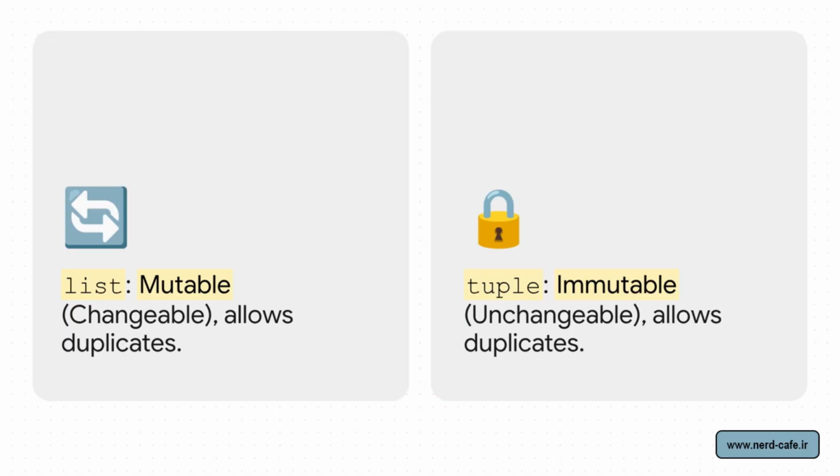Okay, what if you need to store a bunch of things together? Well, you've got two main options, lists and tuples. They look almost the same, but there's one massive game-changing difference between them.